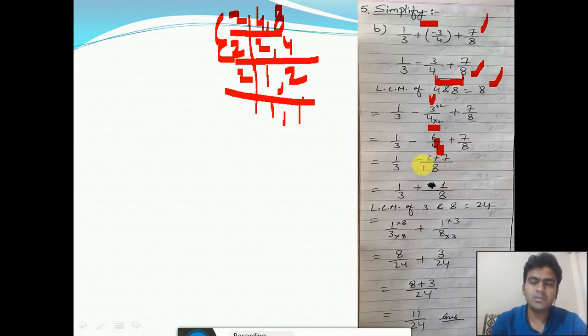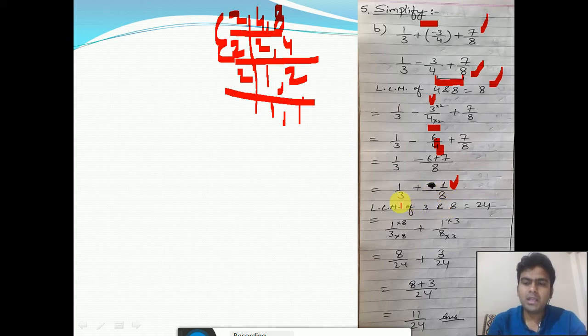Now 6 minus 7. Why minus? Because 6 is minus and 7 is plus. So we have to subtract the numbers. After subtracting we get 7 minus 6 equals 1, and the sign of the bigger number, that is plus. Now 1 upon 3 plus 1 upon 8.